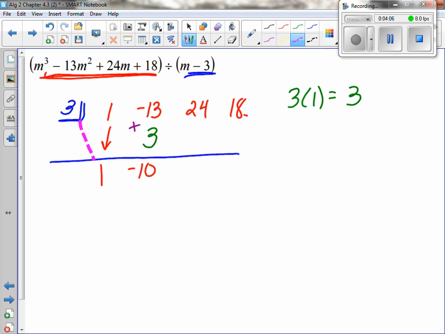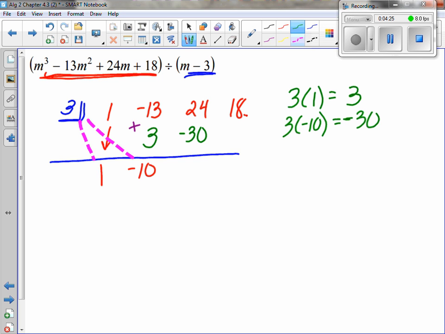Anybody have a guess at what we're going to do next? 3 times negative 10, yes. And 3 times negative 10 is? Okay, what do I do with the negative 30? I'm going to put it under the 24. And then we add those two together. 24 plus negative 30.